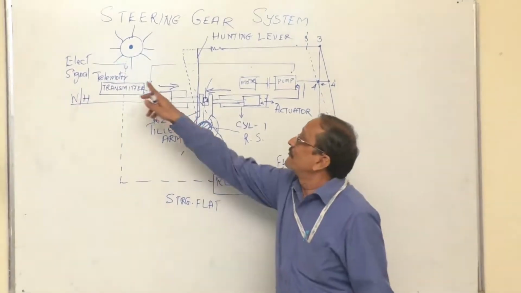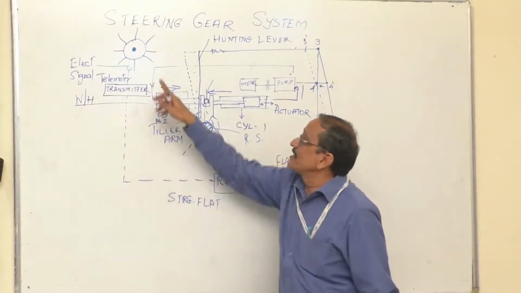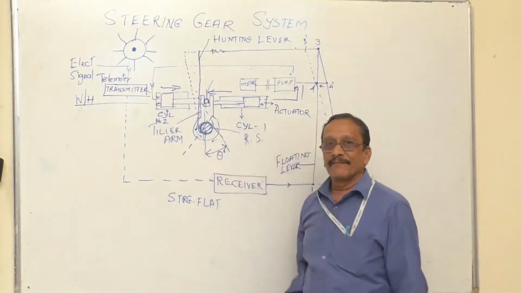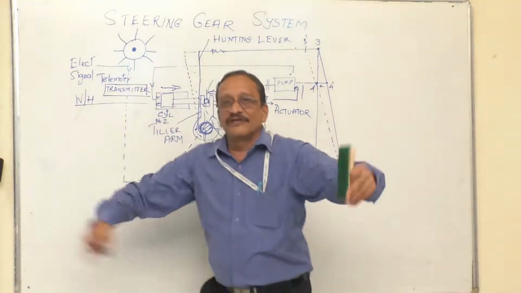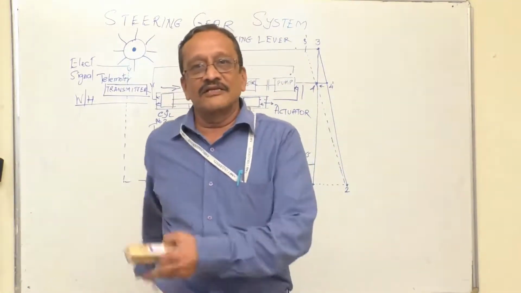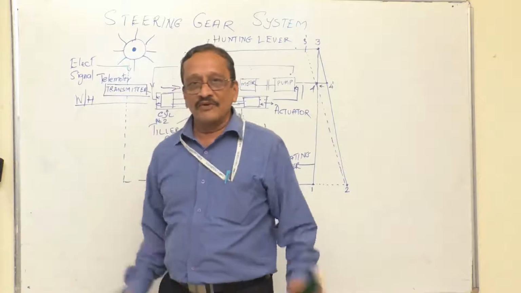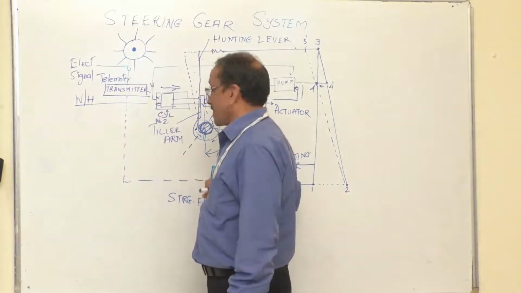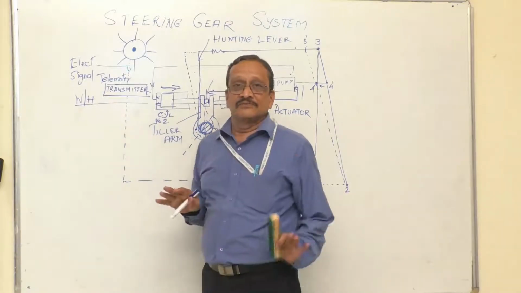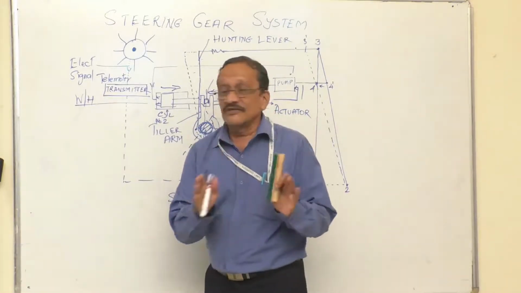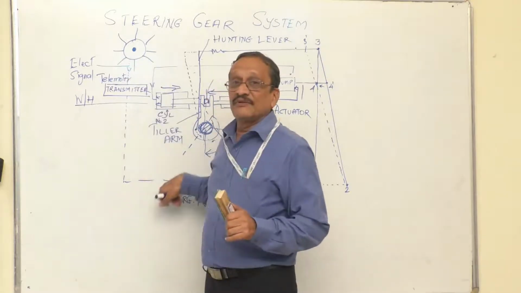What if there is no transmission taking place from the wheelhouse to the receiver? We find that the seaman is turning the wheel, frantically, but nothing is happening over here to the rudder. That means there is something radically wrong, which means the signal is not getting transmitted over here. That means there is some mishap that has taken place between the signals, between these 2 points.